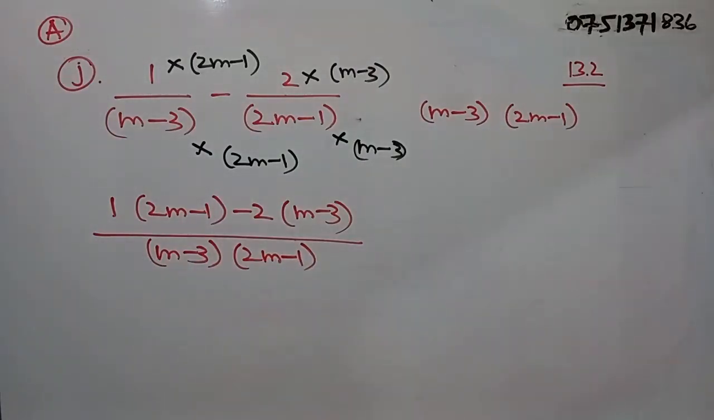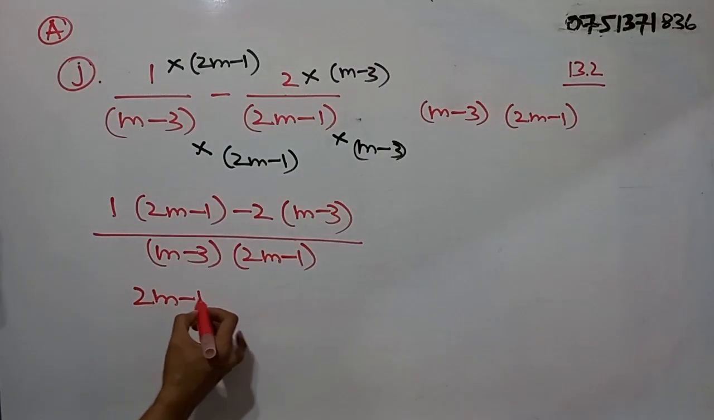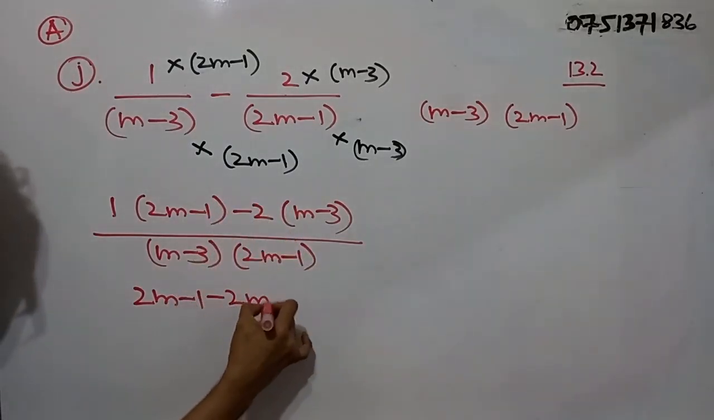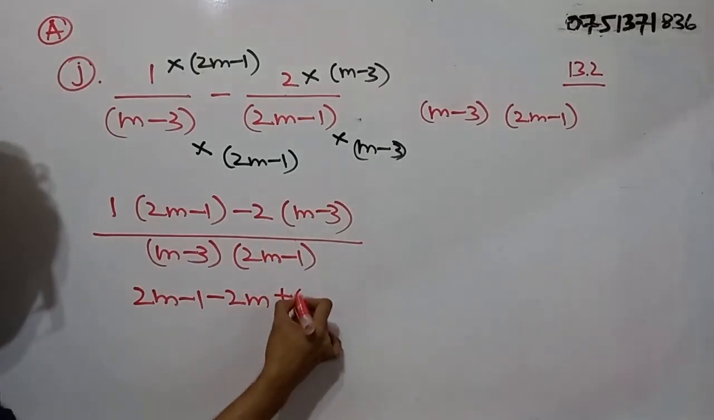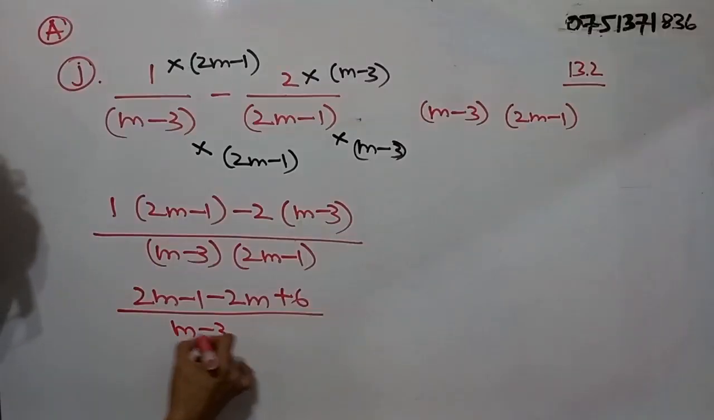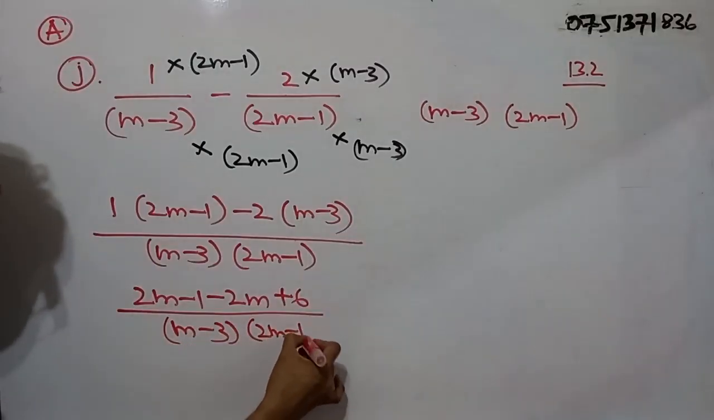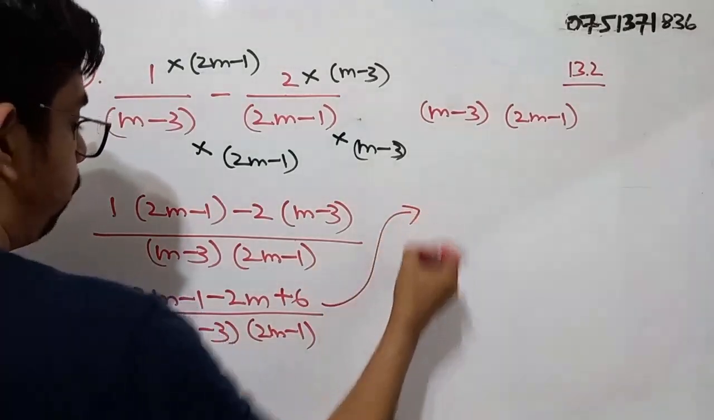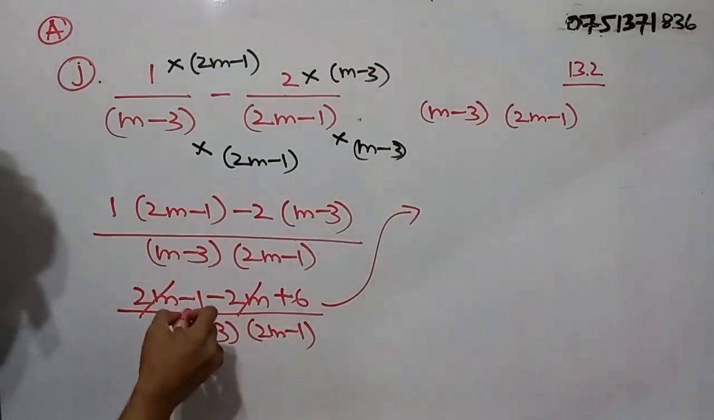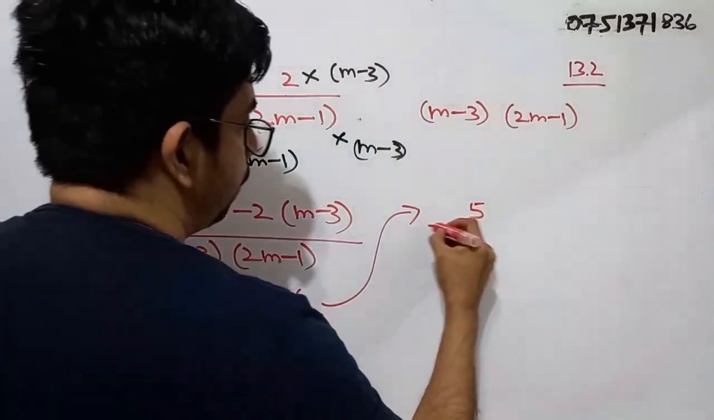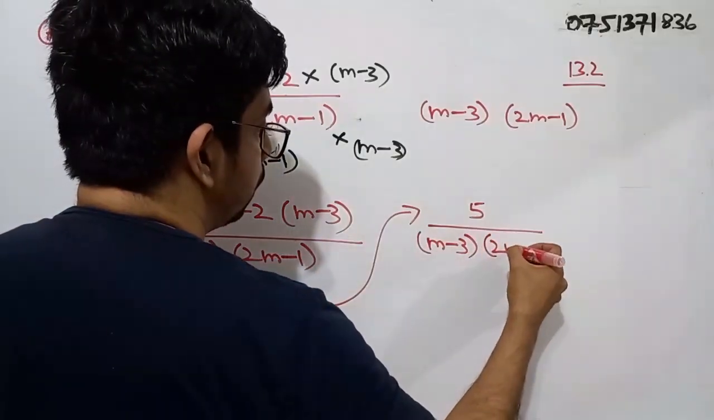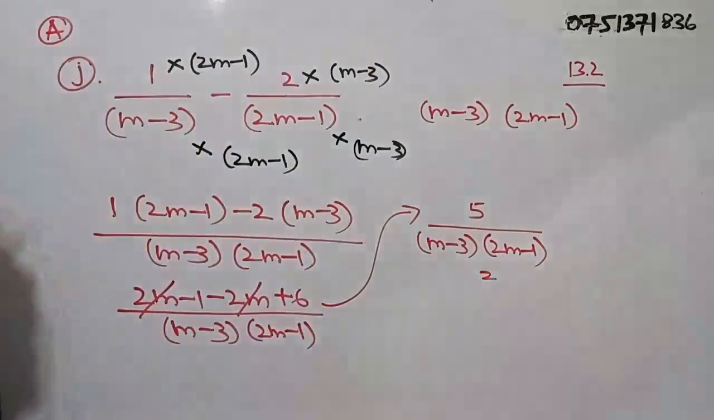Right. So we will simplify the brackets here. 2m minus 1. Now be careful. This is a minus 2. So minus 2m plus 6. Then the entire expression we need to divide it by what? m minus 3 and 2m minus 1. Okay, so I will continue from here. So as you can see, I can cancel off these two. So we have minus 1 plus 6. So the outcome will be 5 divided by m minus 3 and 2m minus 1. So that will be the answer.